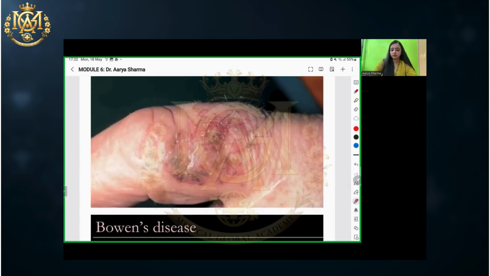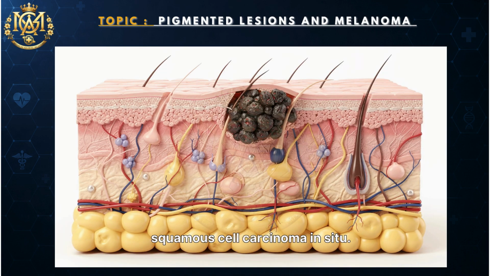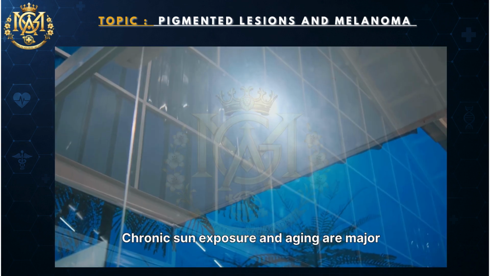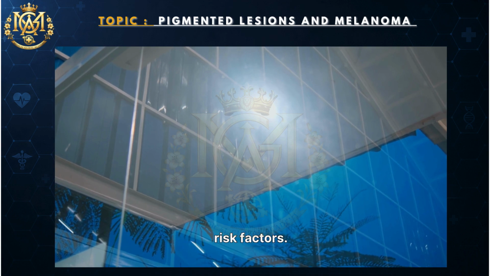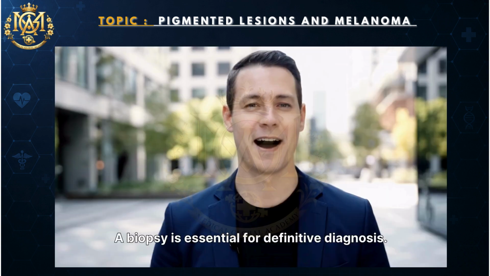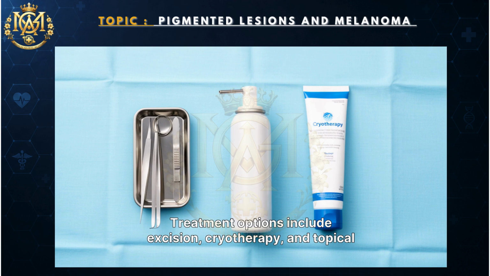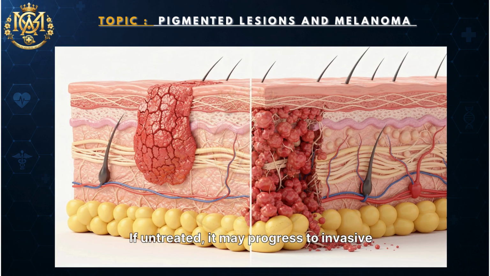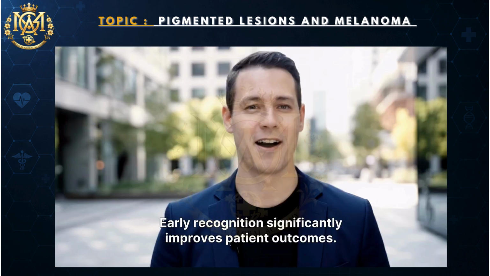Not every pigmented lesion is harmless. Bowen disease is an early form of squamous cell carcinoma in situ. It commonly appears as a slow-growing red scaly patch. Chronic sun exposure and aging are major risk factors. Dermoscopy plays an important role in clinical evaluation. A biopsy is essential for definitive diagnosis. Treatment options include excision, cryotherapy, and topical therapies. If untreated, it may progress to invasive carcinoma. Early recognition significantly improves patient outcomes.